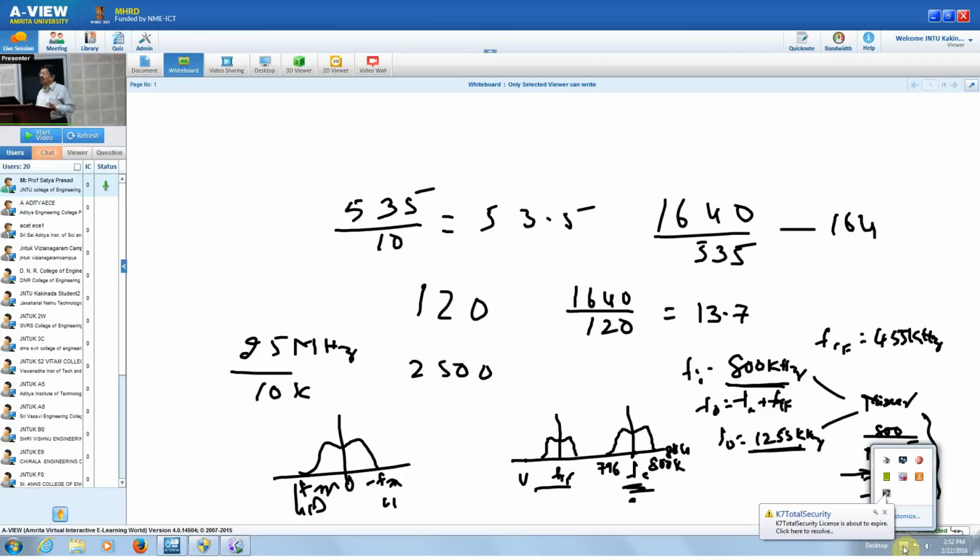That means if your IF output is tuned, the mixer output has all the required modulation on this 450 kilohertz carrier. Okay? Then we are having this frequency, which converts back to baseband.